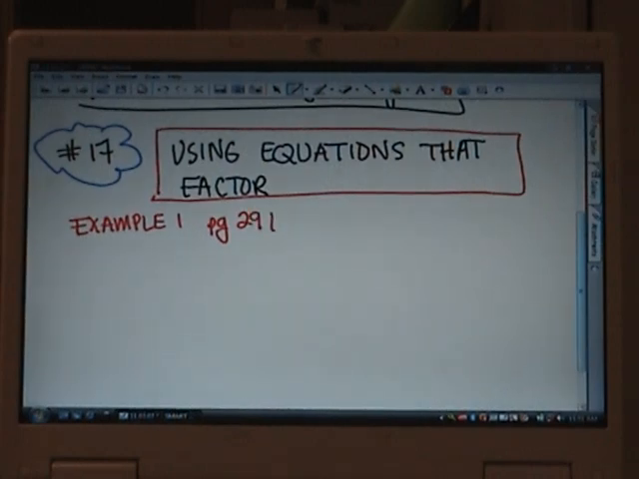Yeah, after I sign homework, I'm going to check it. Okay, what are we doing?